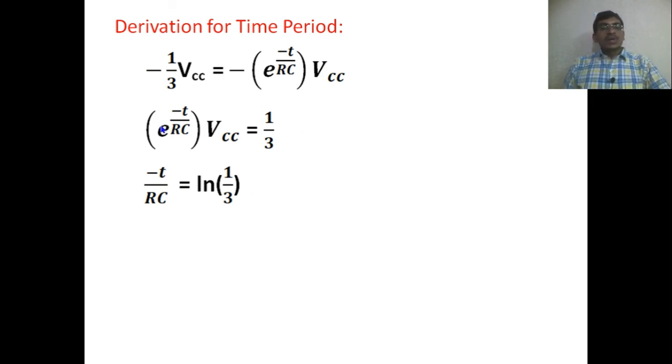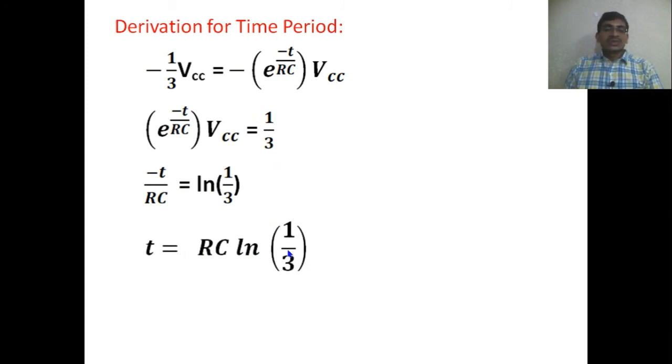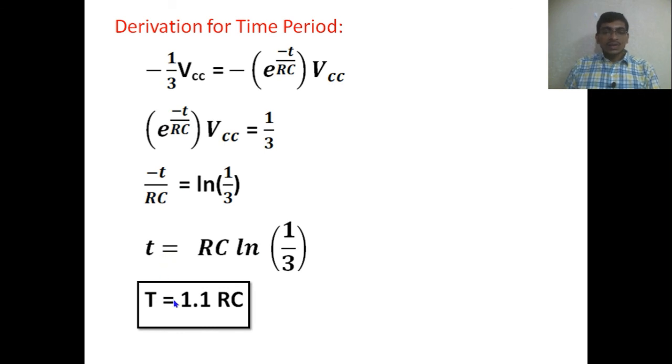To eliminate this e and get the time period T, we apply the natural logarithm ln, and e gets cancelled. So -T/RC = ln(1/3), and T = RC ln(3). Therefore, T or tau is equal to 1.1 RC, which is the time period of the monostable multivibrator. 1.1 RC is the time period of the monostable multivibrator.